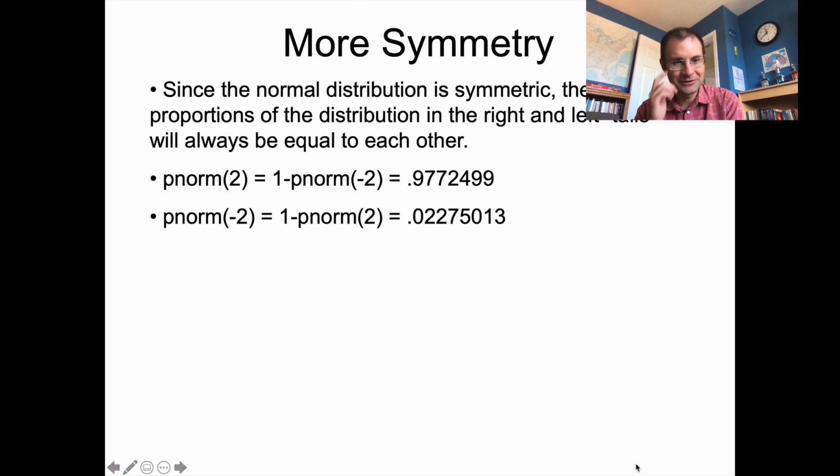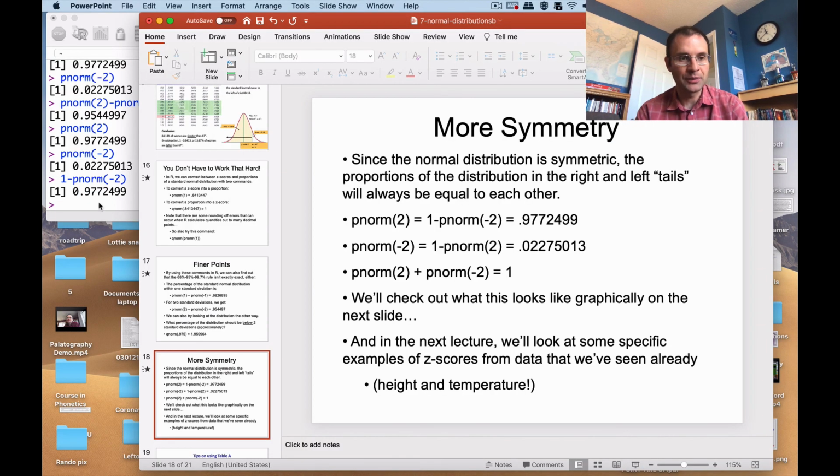We've seen these commands enough, I think, at this point. But pnorm of -2, which is everything to the left of -2 standard deviations, is going to be equal to everything to the right of 2 standard deviations above the mean, which is about 2.3% of the distribution. And then also, I'll show that to you in R as well.